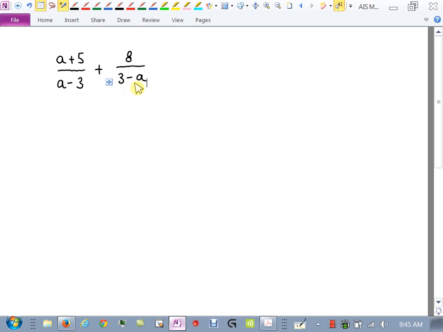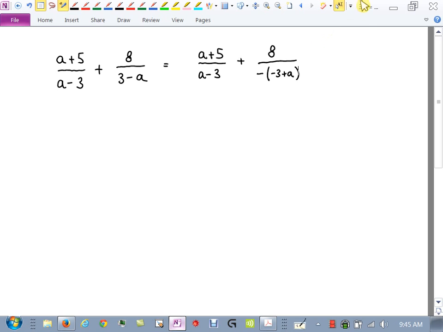I have A here, I have negative A here, I have negative 3 here, I have positive 3 here. They're off by a sign, right? So tell me, is this okay for me to do this? A plus 5, I'll leave this one alone, A minus 3. But on the other one, I'm going to pull a negative out and then put, what, negative 3 plus A?